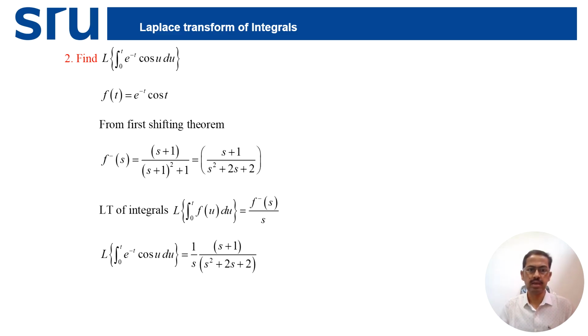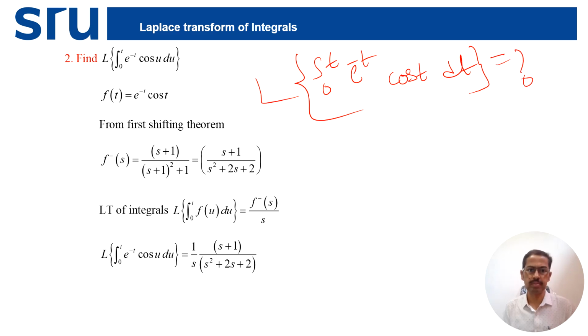And next, find the Laplace transform of the integral from 0 to t of e to the power of minus t cos u du. Or you can write this as the integral from 0 to t of e to the power of minus t cos t dt also, just replacing u by t. Find the Laplace transform of this. First you write f of t. What is f of t? The integrand is f of t: e power minus t cos t.